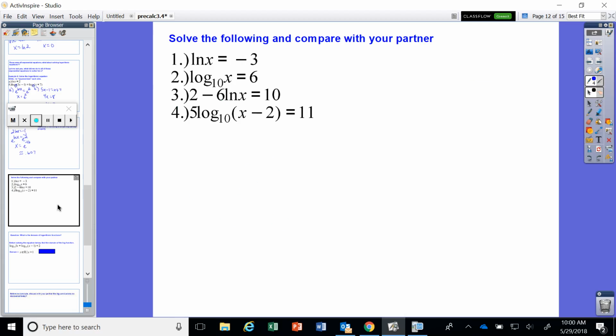All right, guys, so let's go over the first two. I challenge you, pause the video right now, guys. See if you can solve the first two on here on your own.